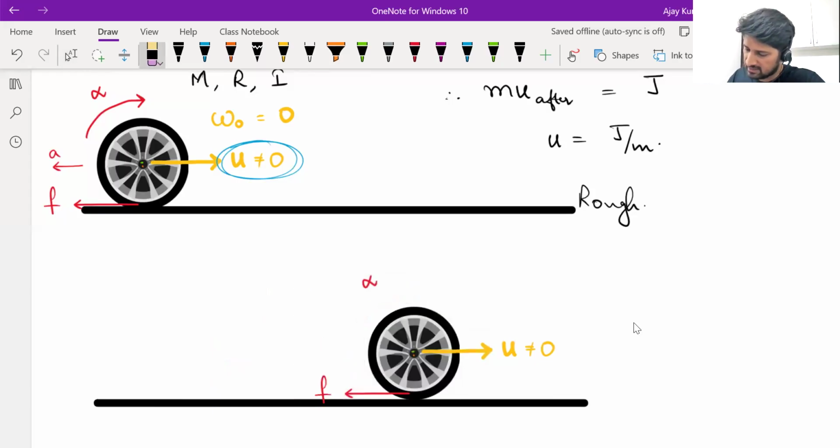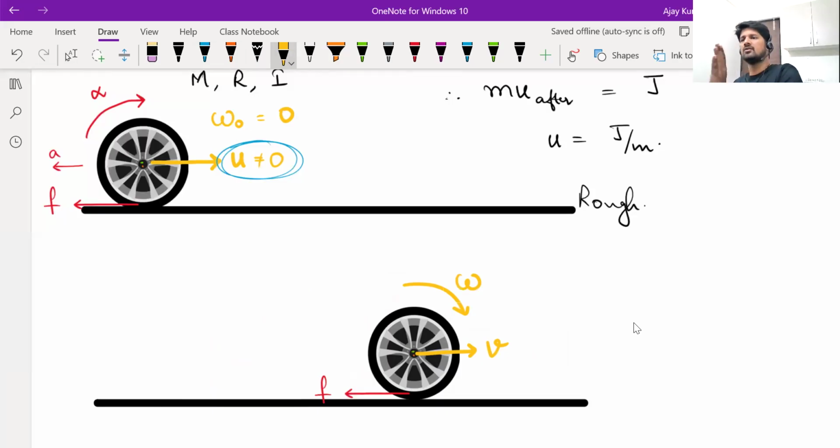Then at some instant, definitely V will become equal to R omega, because V is going on decreasing and omega is going on increasing. Pure rolling will be established. And once pure rolling is established on a horizontal surface, friction does not need to act. That's all. So till pure rolling is established, friction will act. After that, friction doesn't need to act.